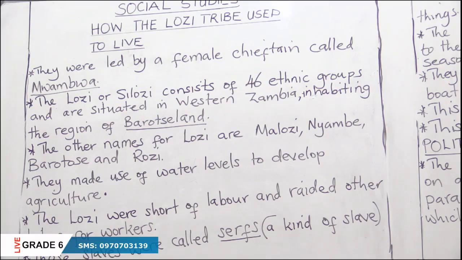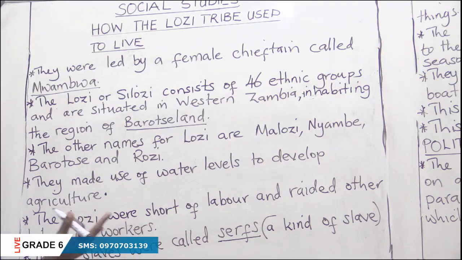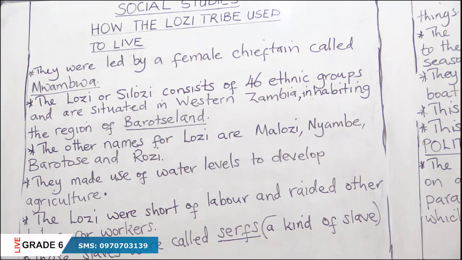They made use of water levels to develop agriculture. The Lozi were short of labor and raided other tribes for workers. These slaves were called serfs. So the slaves who the Lozi people got from other tribes were called serfs, and the word serf means a kind of slave.